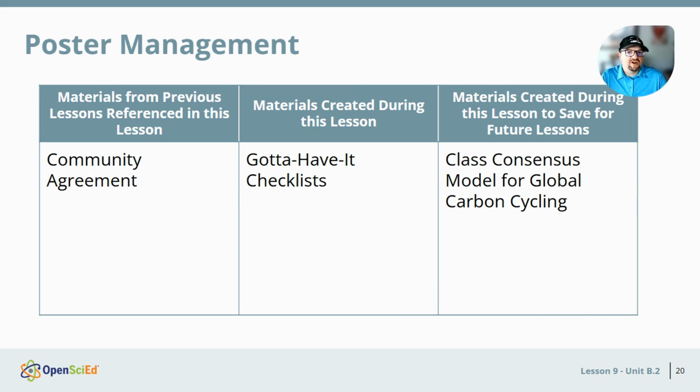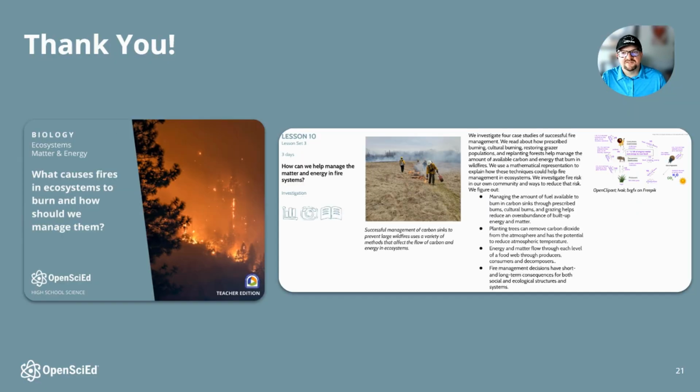In terms of anchor charts, you'll want to resurface your community agreements and related phenomenon poster, along with the driving question board. You'll create and keep the new class consensus model for global carbon cycling, and the small group Gotta Have It checklist can be discarded after that activity, and you'll save the updated driving question board for future lessons.